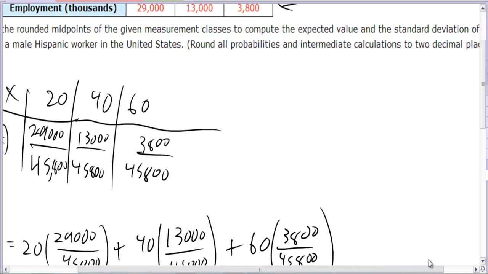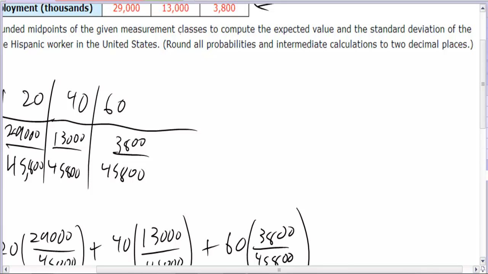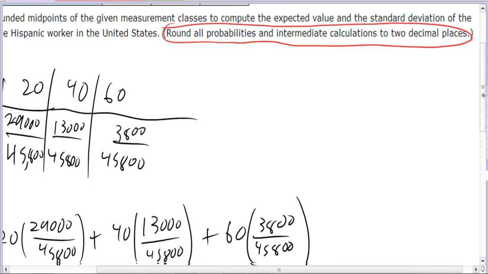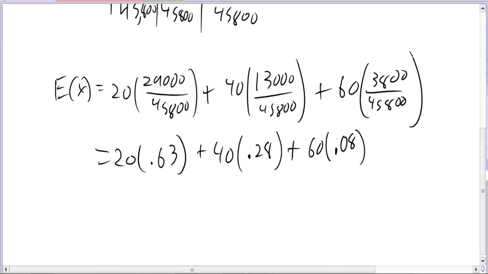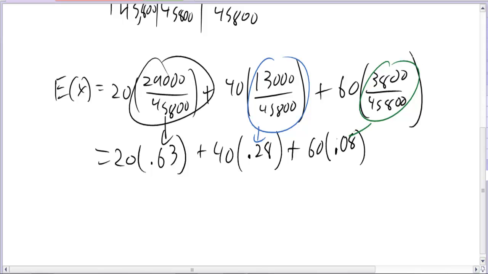Now the one issue here though is when we read the directions, it does say to round all probabilities and intermediate calculations to 2 decimal places. So I think to get the answer that WebAssign is looking for, you actually can't use this fraction. You actually have to do the division, and so therefore you get all these decimals. This value leads us to 0.63. This value leads us to 0.28. And then this value leads us to the 0.08. And once you do all that simplification, I'm getting 28.6. So if it's 2 decimal places, that'd be 28.60. So there's our expected value.